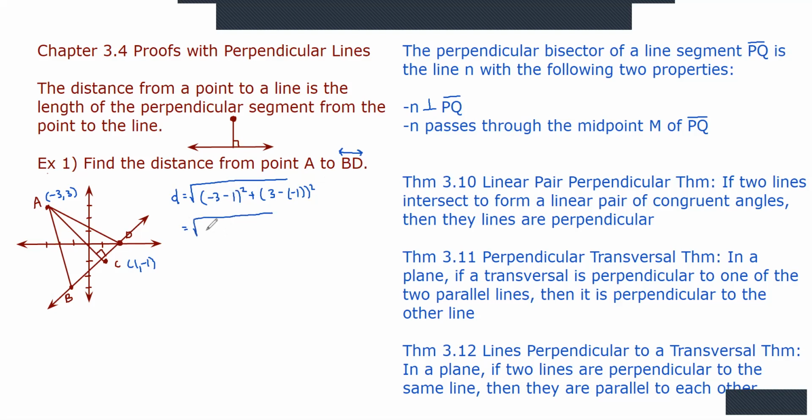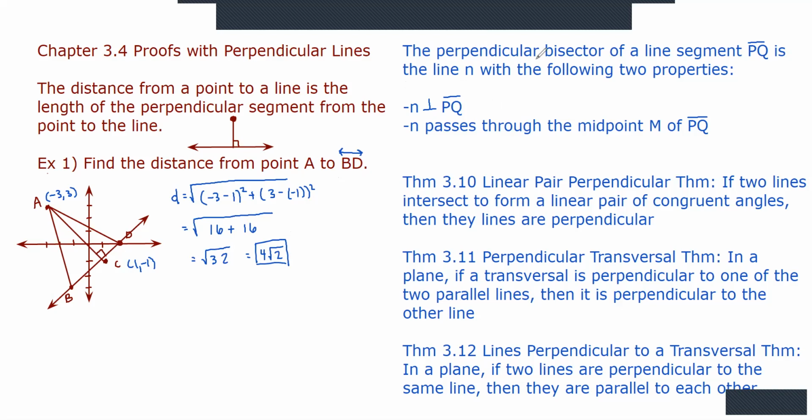-3 minus 1 is -4. -4 squared is 16. 3 minus -1 is +1. 3 plus 1 is 4. 4 squared is another 16. 16 plus 16 is 32. And you can simplify this to 16 times 2, so that's 4 times the square root of 2. And that is the distance from point A to point C, also known as the distance from point A to line BD.